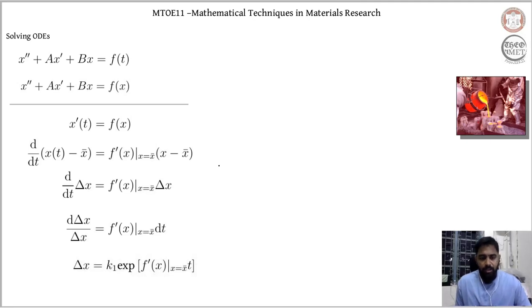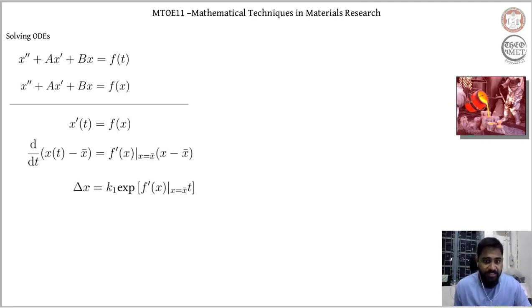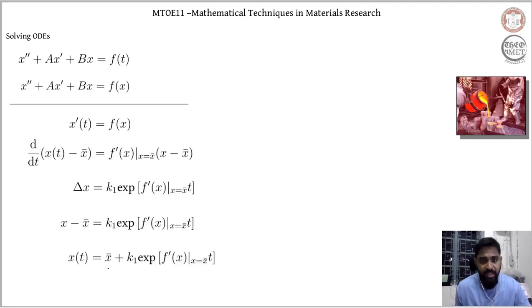Now, this delta x is rather x minus x bar. So when you substitute it, you end up having x minus x bar and the solution here, and ultimately you can express the position of the atom as the position wherein the momentum is 0 plus a term that includes the effect of the momentum on the function of the position.